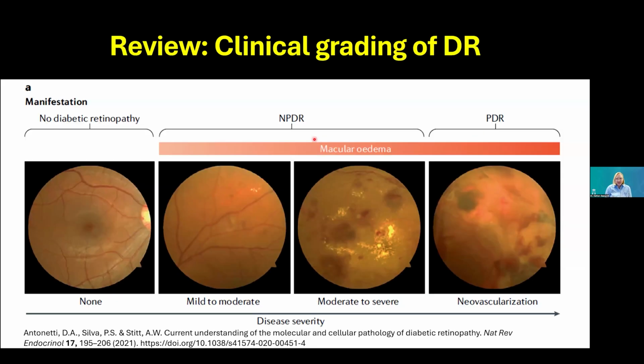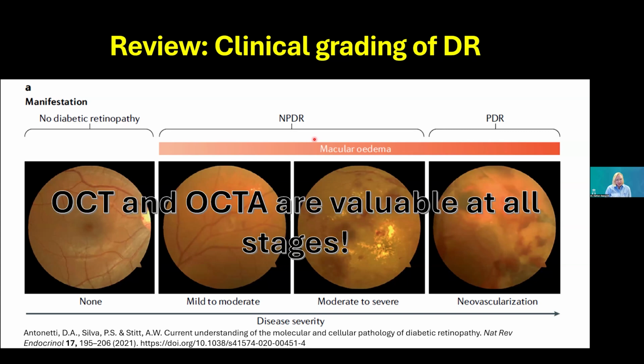So clinical grading of diabetic retinopathy that we're still using today is really based off of fundus photography and the Early Treatment Diabetic Retinopathy Study. Of course, we can also have macular edema at any stage, but it's really the spectrum of vascular changes that we're using. And OCTA and OCT are really valuable at all of these stages.